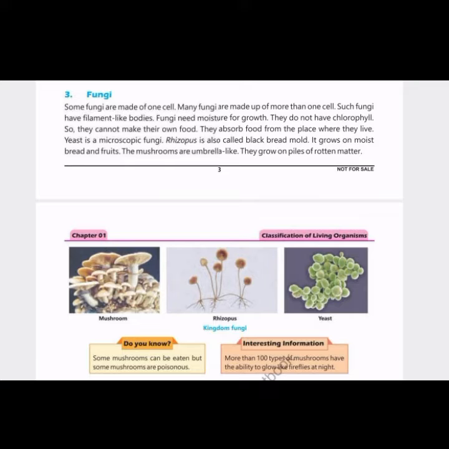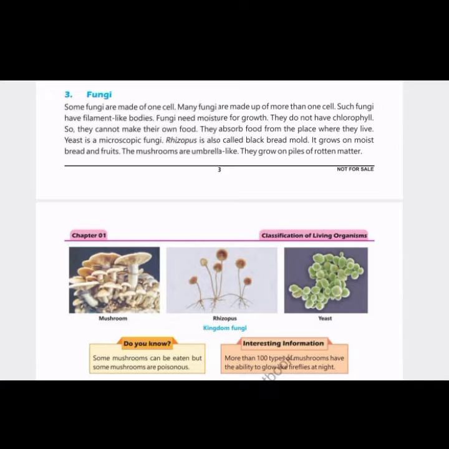Fungi. Some fungi are made of one cell. Many fungi are made up of more than one cell. Such fungi have filament-like bodies. As I have told you, filament-like bodies means thread-like structure. Fungi need moisture for growth. They do not have chlorophyll, so they cannot make their own food. They absorb food from the place where they live.